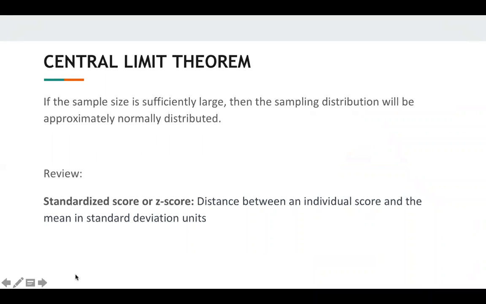So the central limit theorem states that if your sample size is sufficiently large, then the sampling distribution will be approximately normally distributed. So just remember that your z-score, also known as your standardized score, is the difference between an individual score and the mean in standard deviation units.